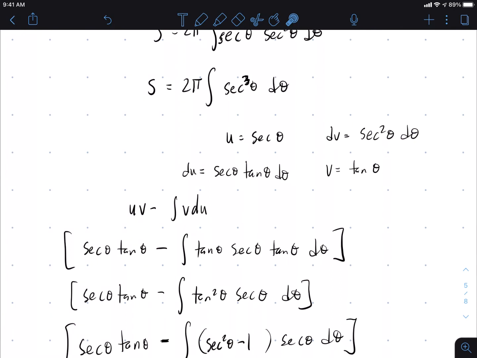So what I did here is I took the 2 pi out just so that I could do the problem. Knowing that it's a secant cubed, I knew that it was going to be integration by parts. So we did a u, then we did a trig sub, then we're doing an integration by parts. Thank God I didn't do a partial fraction decomposition to you.